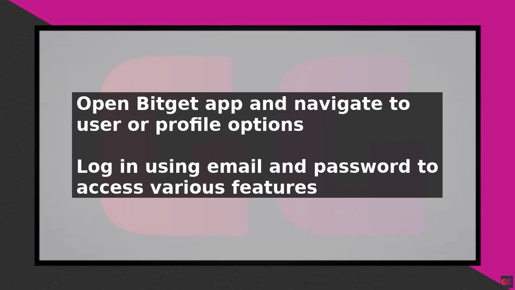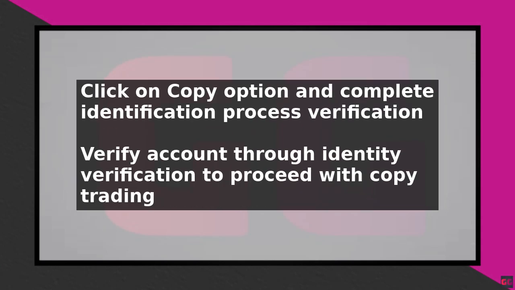Open the Bitget app and navigate to the top left corner, where you'll find the user or profile options. Click on this and log in using your email and password. After logging in, you'll see various options, including Markets, Trade, and Copy. The Copy option is typically denoted with red letters and is located on the left side of the screen.